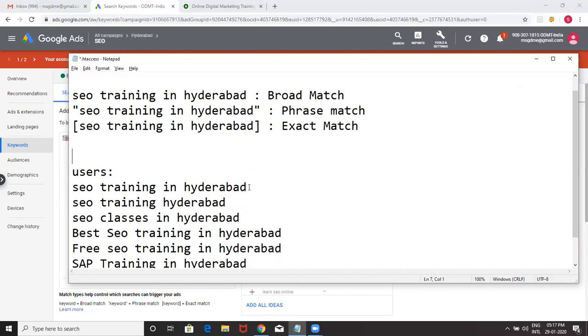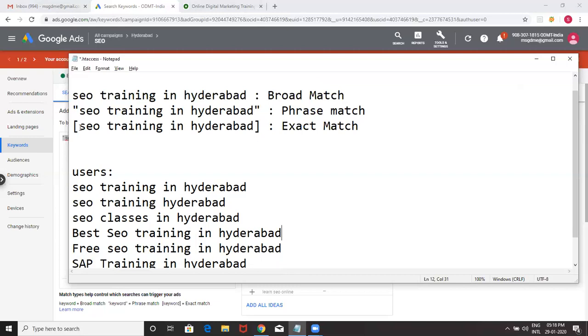So in the first keyword, will the ad appear or not? SEO training in Hyderabad. Yes. Second one, no. Third one, no. Fourth one, no. See, you said SEO training Hyderabad, and if the customer types best SEO training Hyderabad, the ad will not appear. But this is bad, right? See, the customer is looking for best SEO training Hyderabad, it should appear.